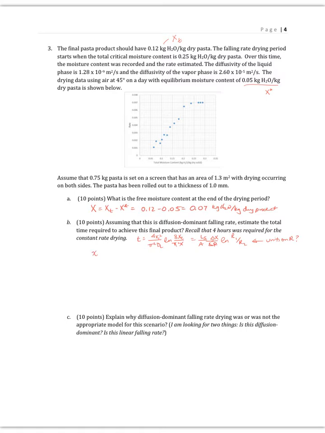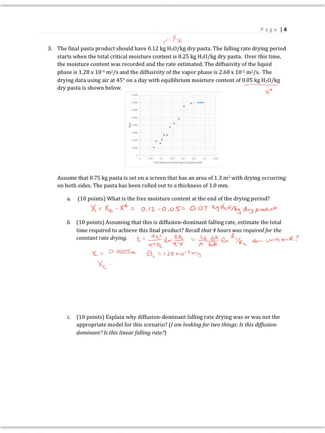X, the lowercase x, is the thickness. Since this is being dried on both sides, it is 0.0005 meters, half a millimeter, half of 1 millimeter, and then turned into meters. The diffusivity in the liquid phase is 1.28 times 10 to the minus 9th meters squared per second. I do want liquid, that's what the L is representing there.